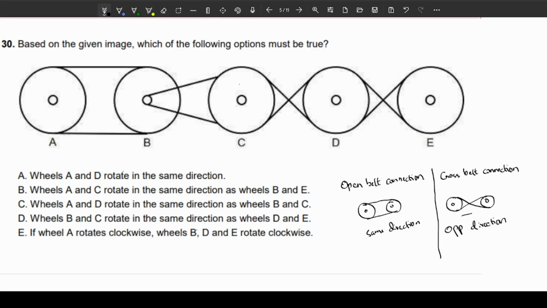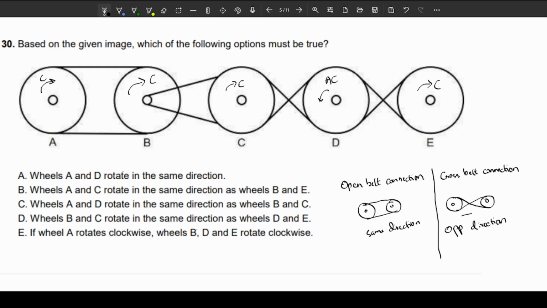Let's assume A is rotating in a clockwise direction. Now, since A and B are an open belt connection, B rotates in a clockwise direction. Since B and C are also in an open belt connection, even C rotates in a clockwise direction. Since C and D are in a cross belt connection, it rotates in a different direction, hence it's anti-clockwise. And since D and E are a cross belt connection, they both rotate in a different direction, hence E rotates in a clockwise direction. So let's go through the options.